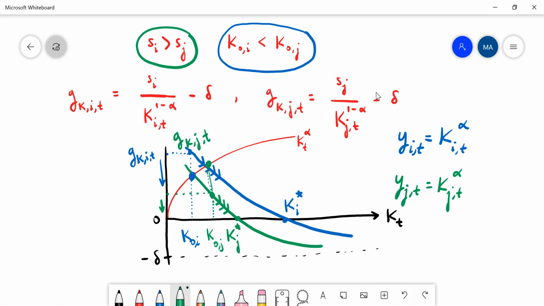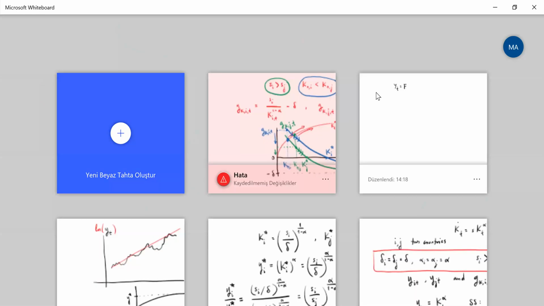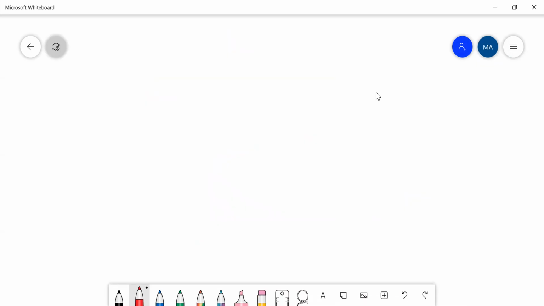So this is GDP per capita. And in time, GDP per capita will grow in both economies, but at different rates. So even though the model is very simple, it will tell you many interesting things about the growth rate differences.